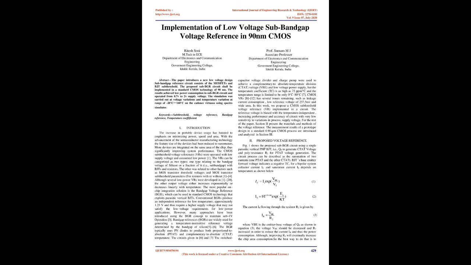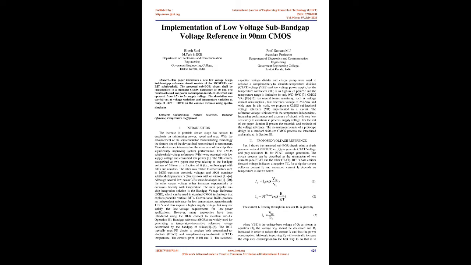decreases linearly with temperature. The most popular on-chip integration solution is the bandgap voltage reference, BGR, which can be used in standard CMOS technology that exploits parasitic vertical BJTs. Conventional BGRs produce a temperature-independent reference of approximately 1.25 V, and thus require a higher supply voltage that may not satisfy the low-voltage requirements for low-power applications. However, many approaches have been introduced using the BGR concept to maintain sub-1 V operation [3].